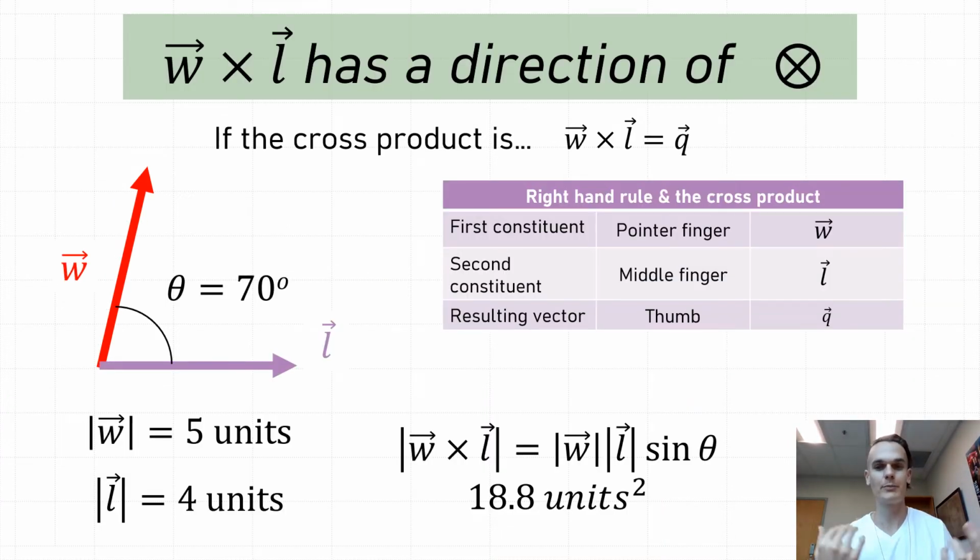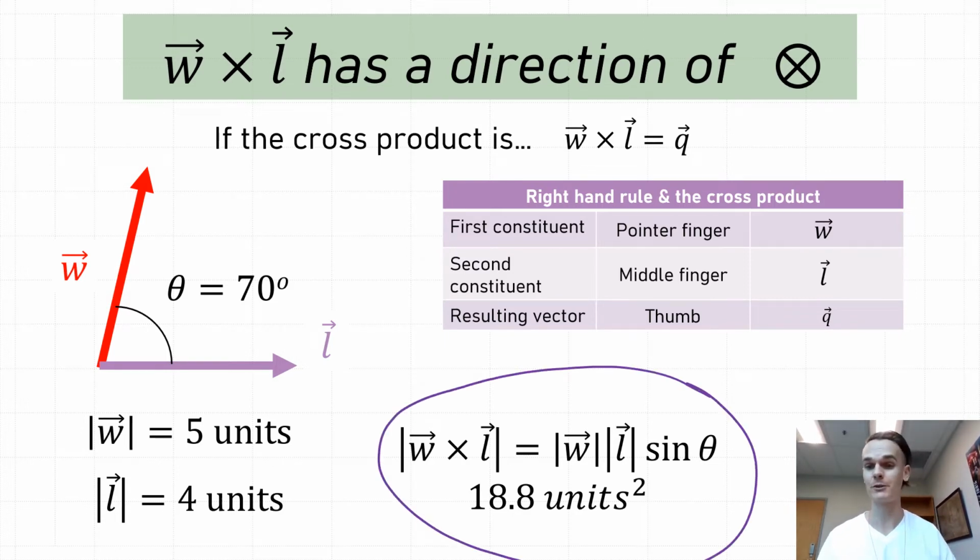Okay, let's complete our example of vector W crossed with vector L. We have the magnitude of the cross product that we calculated earlier. The magnitude of the cross product is 18.8 units squared. Let's figure out the direction of the cross product using the right-hand rule. So vector W, first constituent, goes on our pointer. Vector L, second constituent, goes on our middle finger. And the resulting vector, which I'm going to call vector Q, is going to go on our thumb.